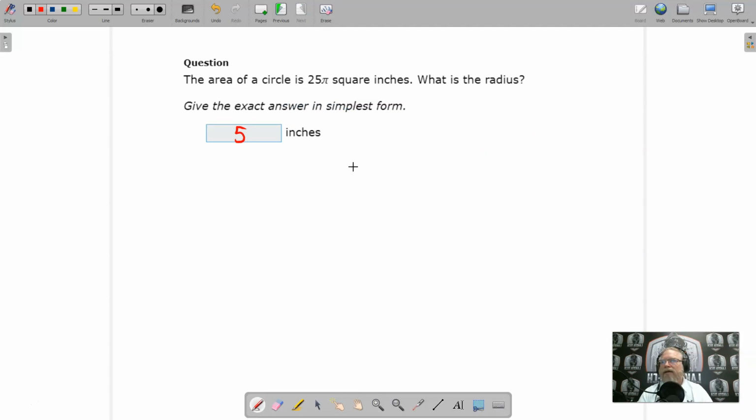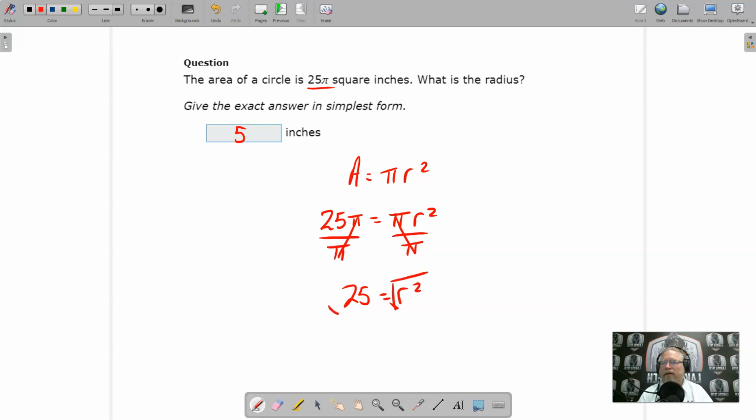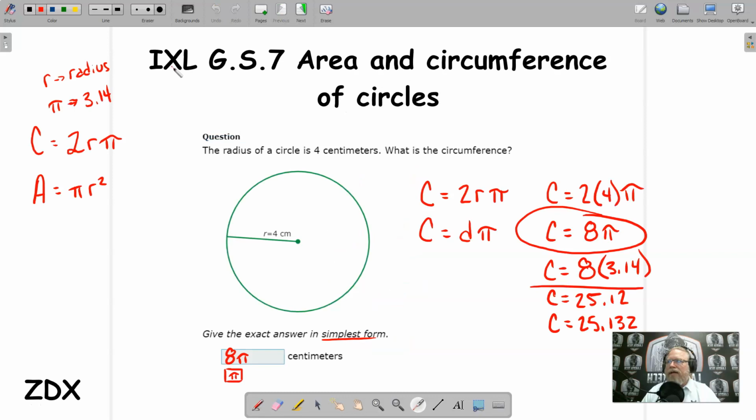And we can work that out, right? Area equals pi r squared. Area is 25 pi equals pi r squared. We're just plugging in what they give us. They give us one thing, so we plug it into the formula. Divide by pi to get rid of the pi's. They're going to cancel each other. Leave me with 25 on the left, r squared on the right. Take the square root of r squared. What we do to one side, we're going to do to the other. That leaves me with r on the right and 5 on the left. R equals 5. All right, so those are all of my examples for IXL G.S.7 Area and Circumference of Circles.